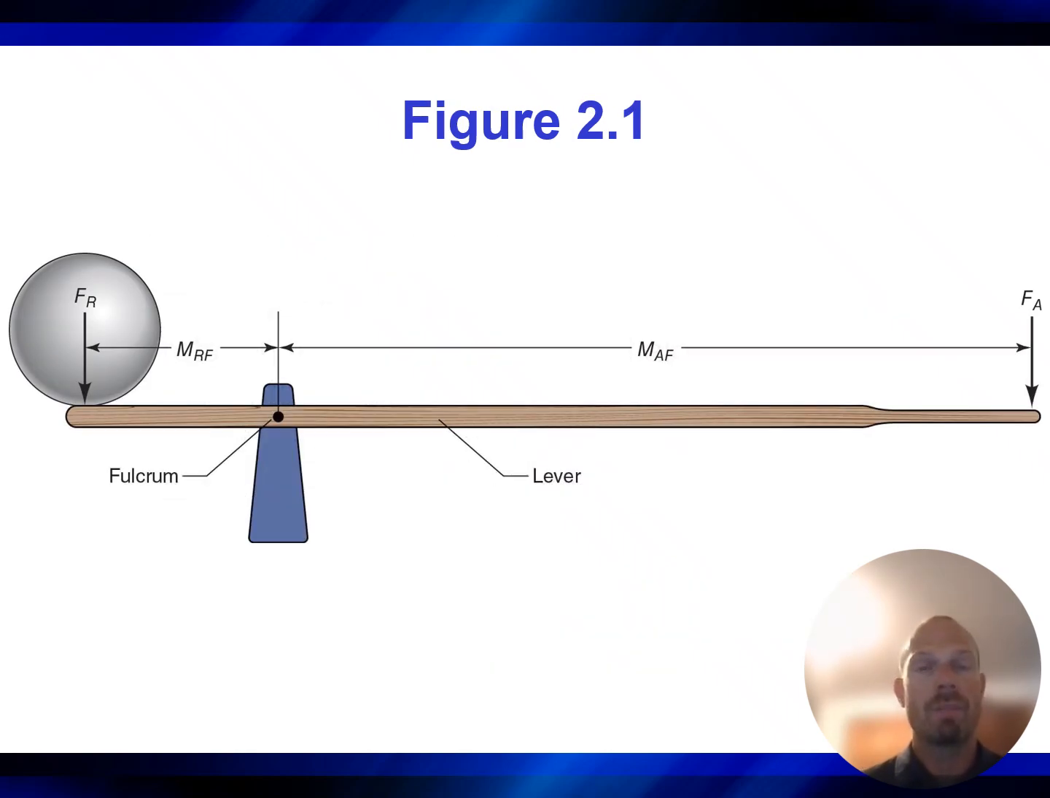Visualizing a diagram, notice how the fulcrum sits in the middle, separating the resistance on the left from the applied force on the right. The length of the moment arms, MRF and MAF, directly dictates how much effort is required to move the resistance.